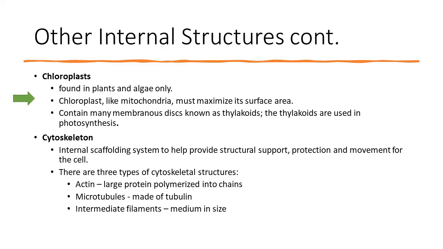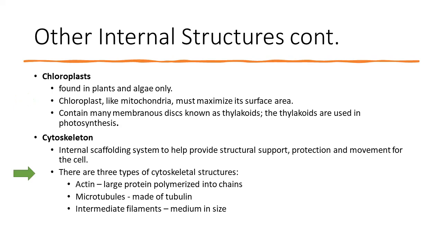Chloroplasts. Chloroplasts are found in some cells, and these are going to be plants or plant-like organisms. So plants and algae, because they're going to be used for photosynthesis. Chloroplasts resemble mitochondria in that they are double membrane-bound organelles, and instead of the cristae, they're going to have thylakoids, which are basically like little discs or stacks in there, and they're, again, used for photosynthesis.